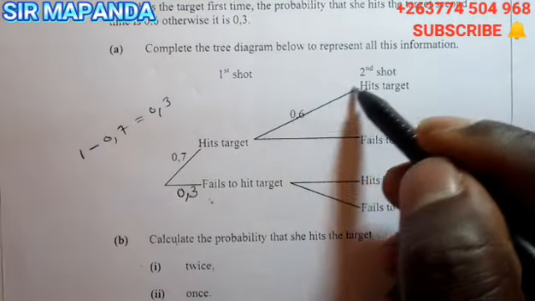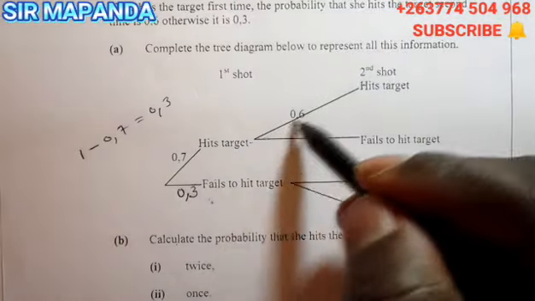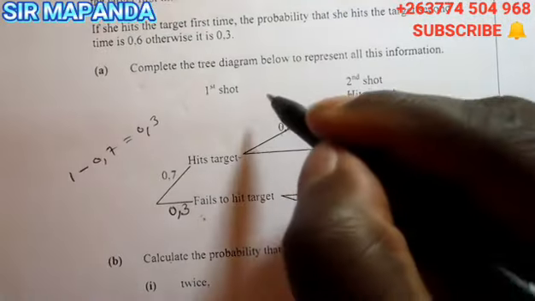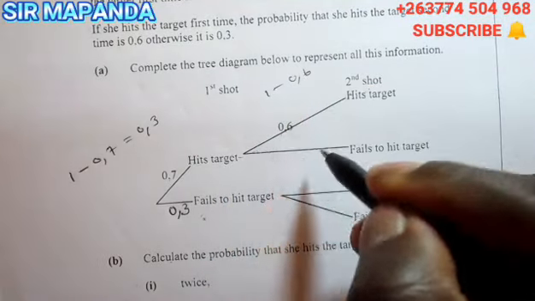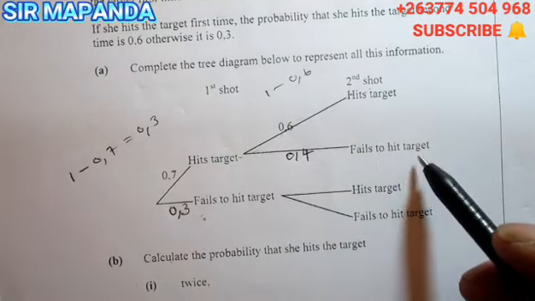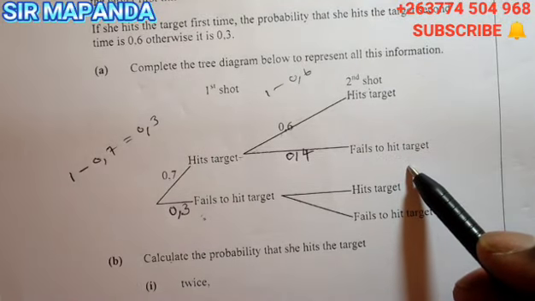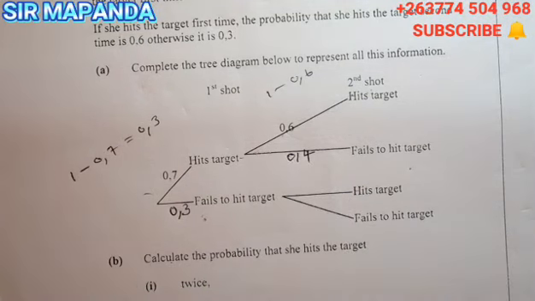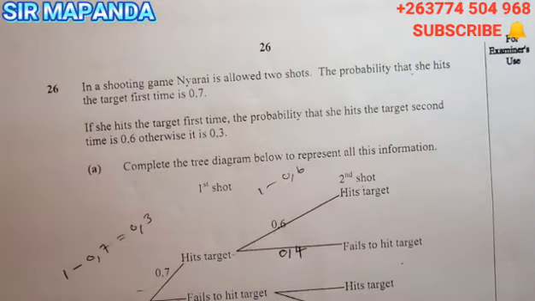If we have 0.6 as the probability of hitting the second target after hitting the first target, it means 1 minus 0.6, you'll be having 0.4 as the probability of failing to hit the second target after hitting the first target. But I want you to read sentence number 2 clearly and understand it.